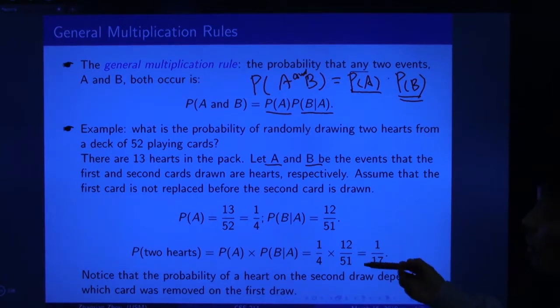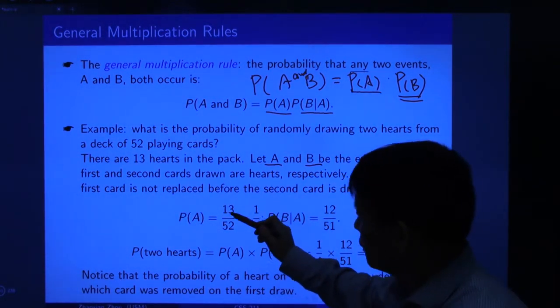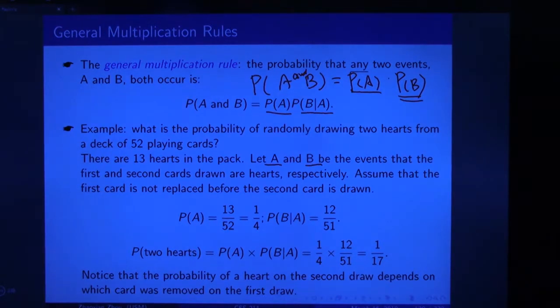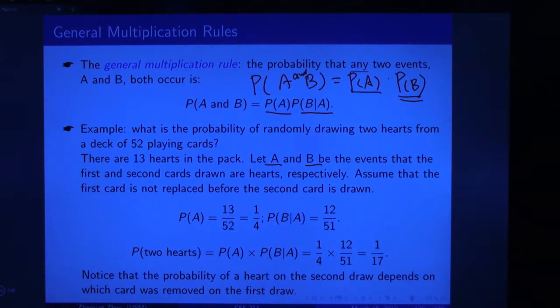We have 13 hearts before the first draw, and we have 13 hearts in the 52 cards. So the probability for event A is 13 divided by 52, which reduces to 1/4. And this is the probability for A.